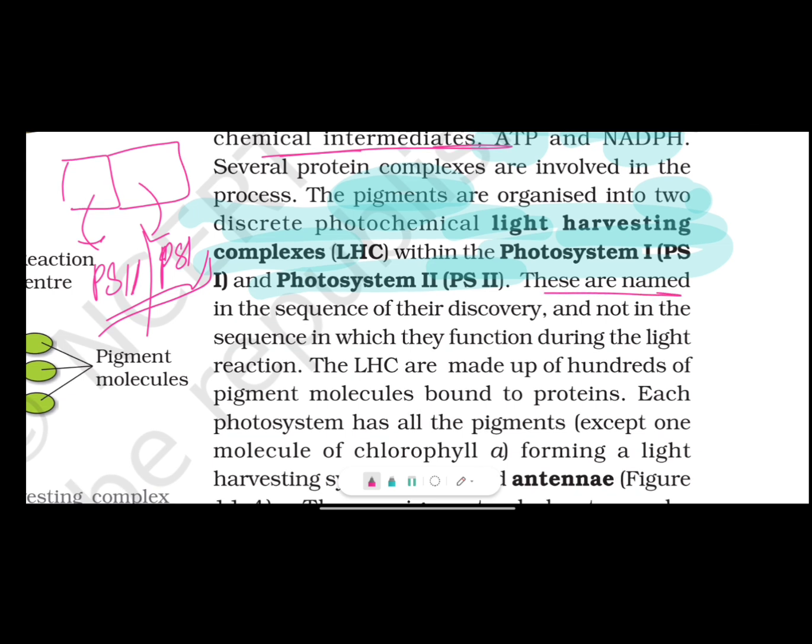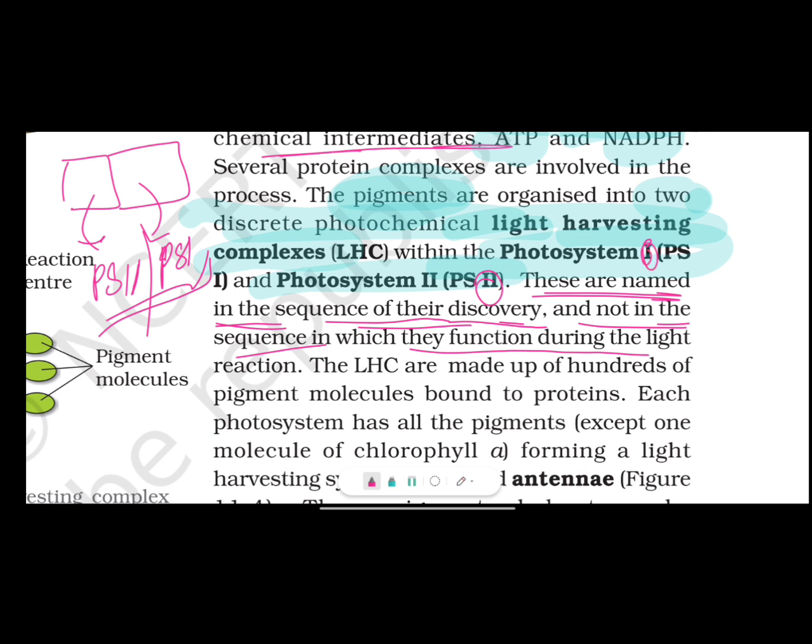These are named in sequence of their discovery. As I said, here is the answer. They are named in the sequence of their discovery and not in the sequence in which they function. So PS2 means it was discovered after the discovery of PS1. That's why it's named PS2 and the other is named PS1.